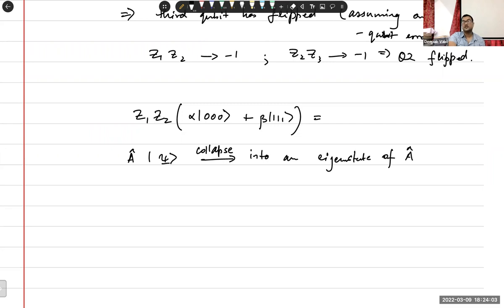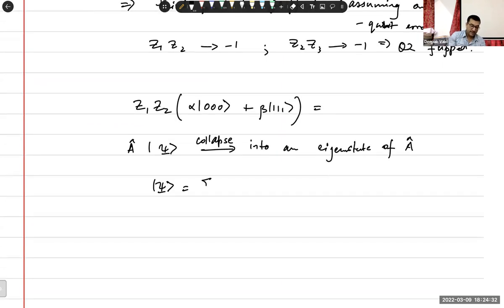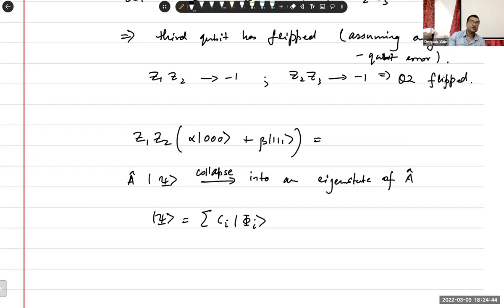They can be made orthogonal. What else? No, you can normalize any state. All of the eigenstates of a Hermitian operator span the entire Hilbert space. They give you a basis for your Hilbert space. This is the important part: you can take any state psi and write it as a superposition of eigenstates of this operator A, if A is Hermitian. And all of these operators, Z1, Z2, all of them, are Hermitian.